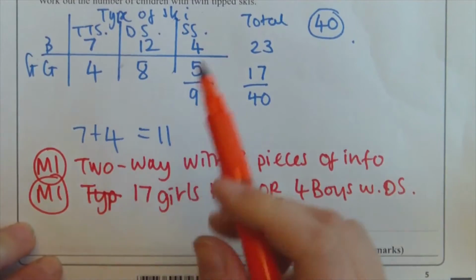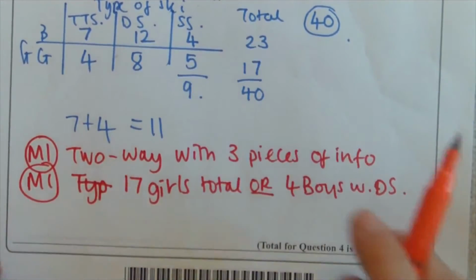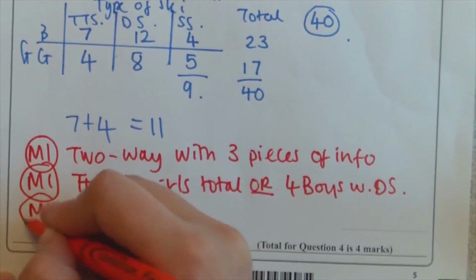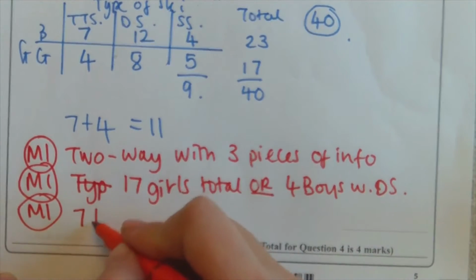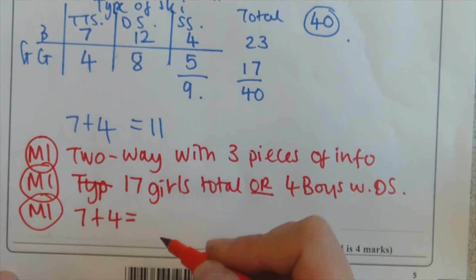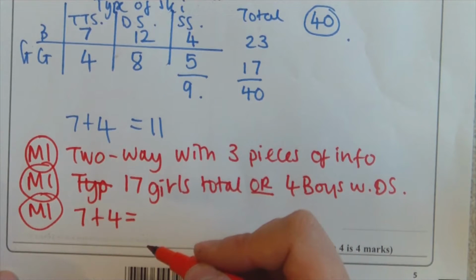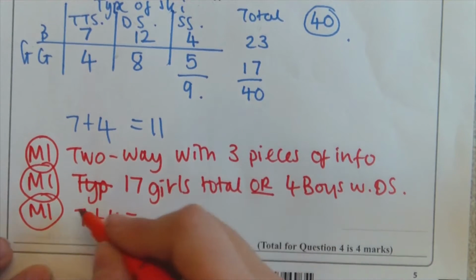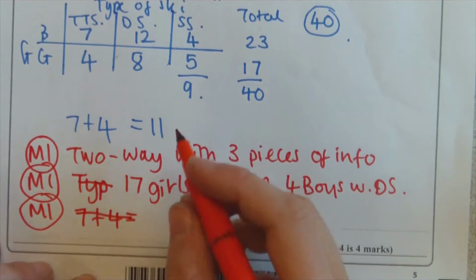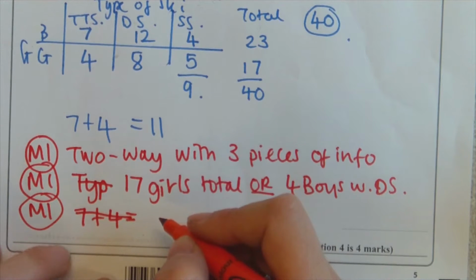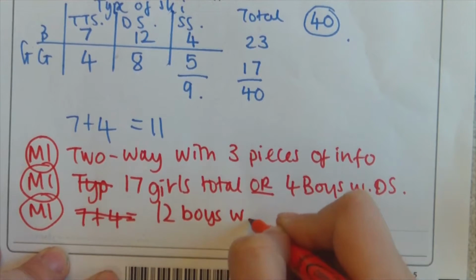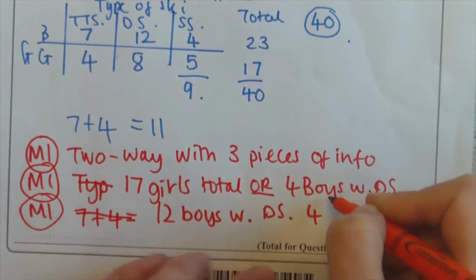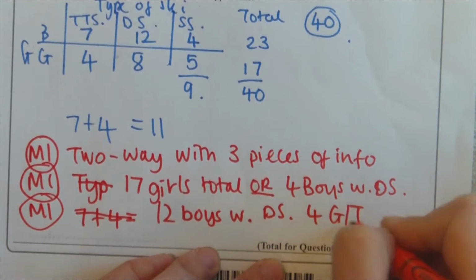Okay, so your second mark is for using the table to fill out extra bits of information. Your third mark is for adding together 7 plus 4. Your third mark is for working back to find there are either 12 boys with downhill skis or 4 girls with twin tip skis.